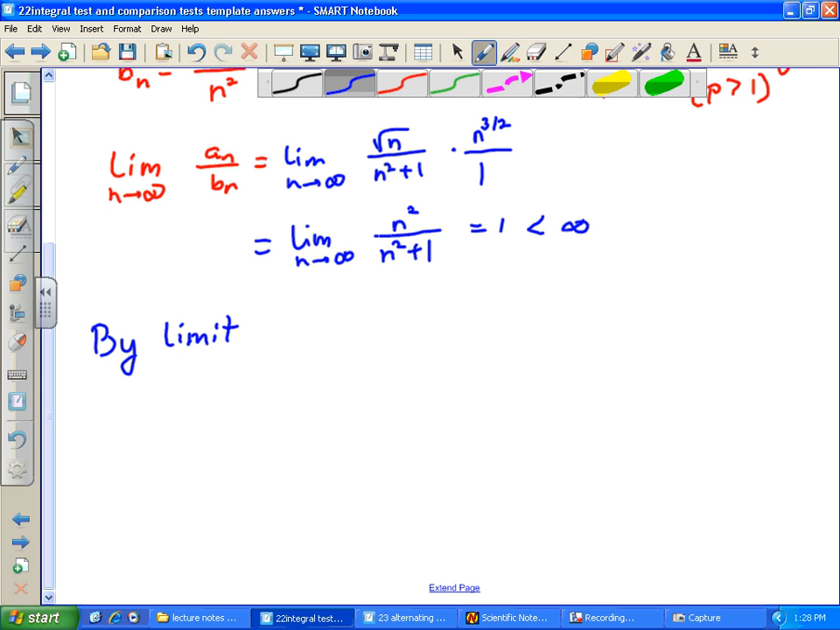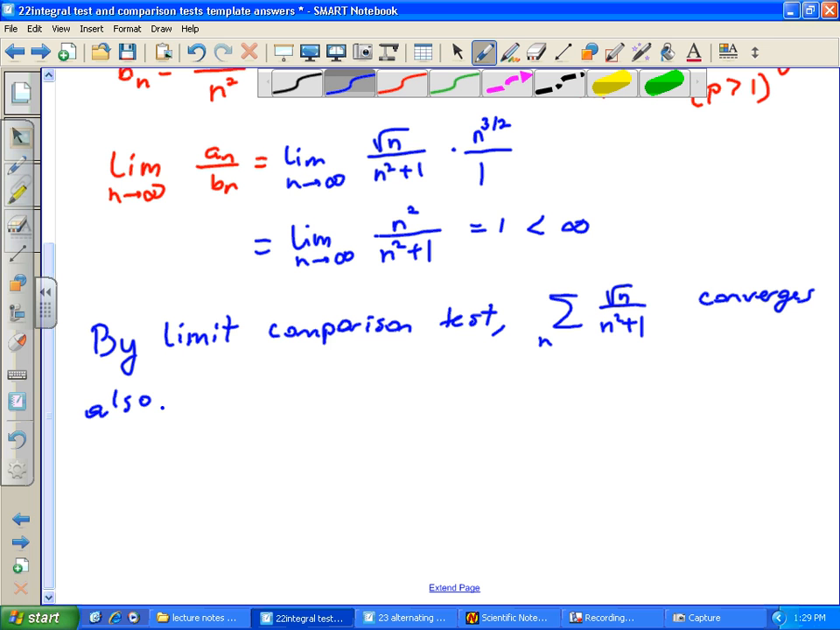And remember to quote your test, whichever test it is you've used. The given series, summation root n over n squared plus 1, converges also. Because we compared it with 1 over n to the 3/2, and that one is a convergent p series. Therefore, the given series, whatever was given to us, also converges by the limit comparison test.